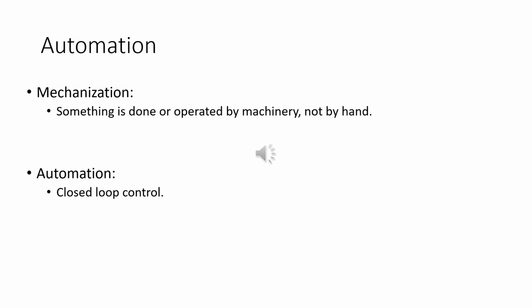Automation, there are different types. There's mechanization. This is just basically mechanical. In other words, no computers, electronics, or something like that. I'll give an example in the next slide. And then there's the closed loop control. This is where you tie in the sensors and it feeds back.